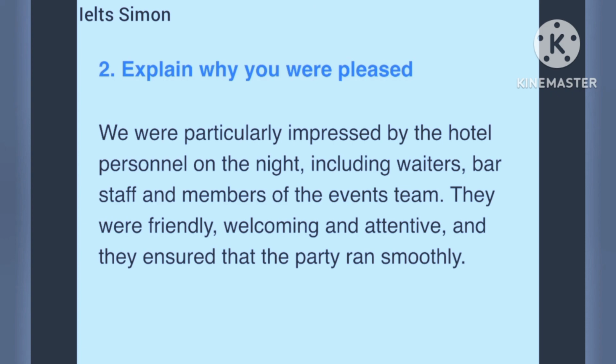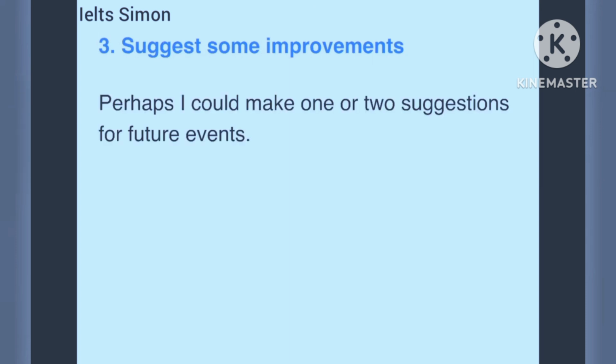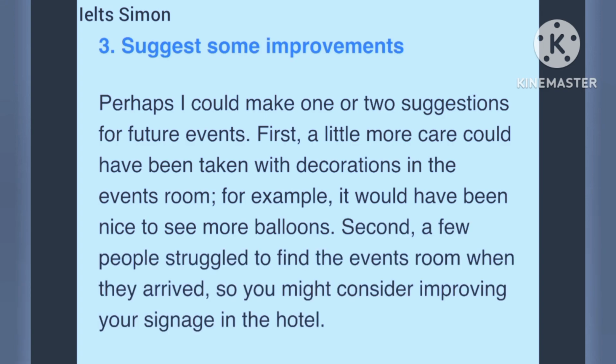Let's move now though to point 3. Suggest some improvements. Perhaps I could make 1 or 2 suggestions for future events. First, a little more care could have been taken with decorations in the events room. For example, it would have been nice to see more balloons. Second, a few people struggled to find the events room when they arrived, so you might consider improving your signage in the hotel.